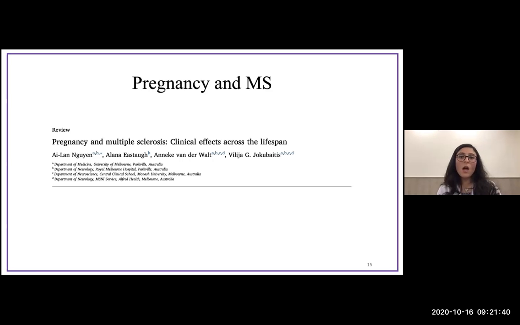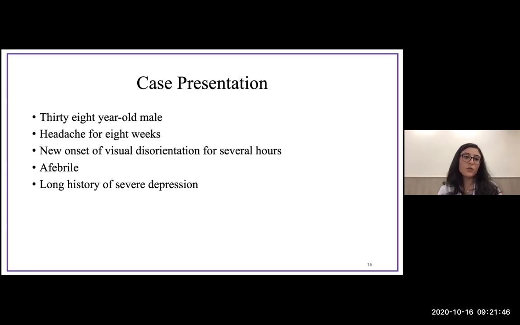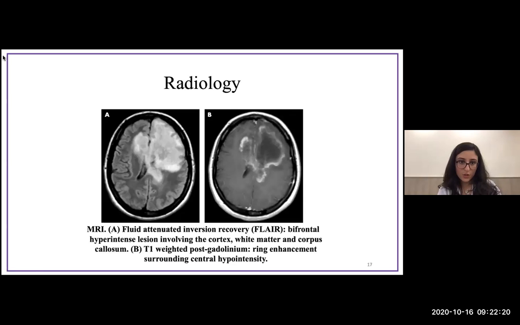weight. I'm just going to conclude with this case presentation, a very short one, just to let you know that although that's what's written in books about multiple sclerosis, you may actually have a different presentation. So this is a case of a 38-year-old male. He had headache for 8 weeks and visual disorientation for several hours and was afebrile and had a long history of severe depression. So the patient was sent for imaging, and this is the radiological image.